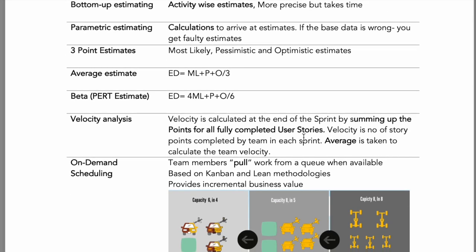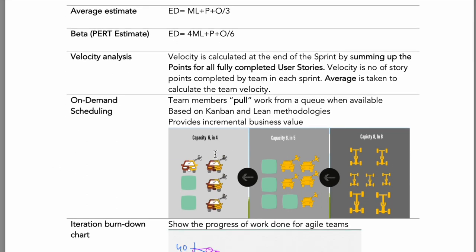Velocity, you guys know velocity. We discussed what velocity is: the total story points completed by an agile team in an iteration. In case an agile team has done four or five iterations, then it is the average. We also discussed on-demand scheduling. What is on-demand?